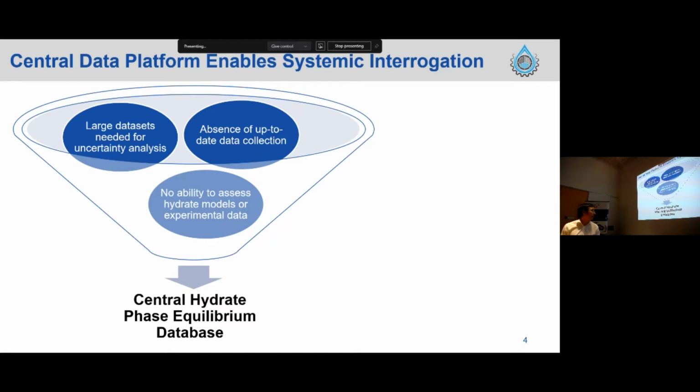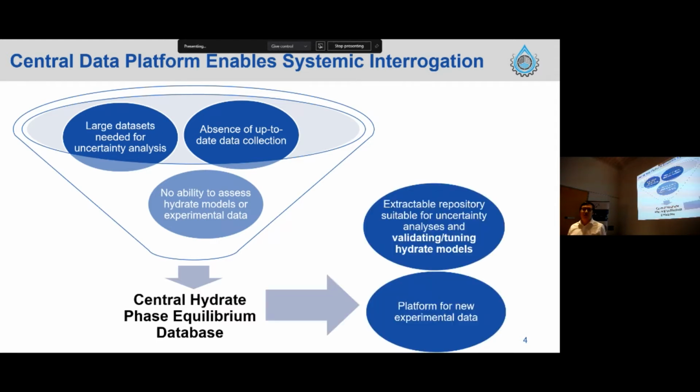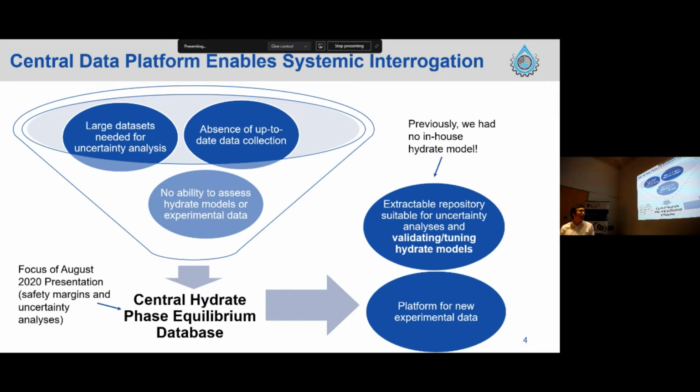So we've developed a central hydrate phase equilibrium database, which can be used to perform uncertainty analysis as well as validate and tune hydrate models, and it also serves as a platform that we can continually update with new experimental data. I think in the previous TypeX symposium, back in August 2020, I presented more about this database in the context of safety margins and uncertainty analysis, looking at MultiFlash models in particular. But now, since we have our own in-house hydrate model, we can use this experimental database to validate the performance of this model and look at where we can continue to make improvements.